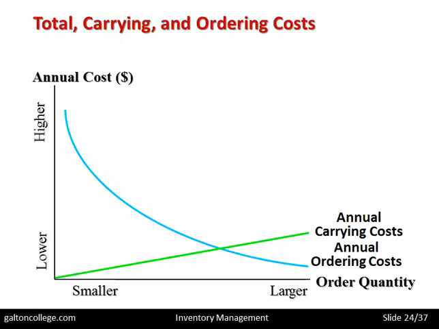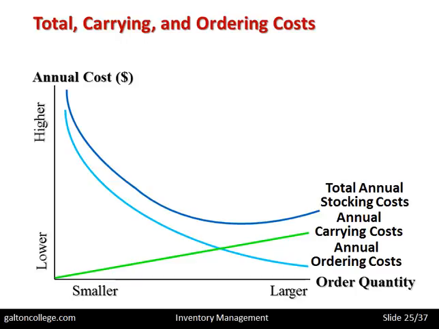So now we have the ordering costs and the carrying costs. So the total annual stock cost is when you add the two lines vertically. When you add them vertically, we get this line here. So if we simply put the cursor back on the screen for a second, if we simply take a point here, we take this amount of carrying costs and we add that to the ordering costs over here. We add it on, there it is, and we get the total cost.